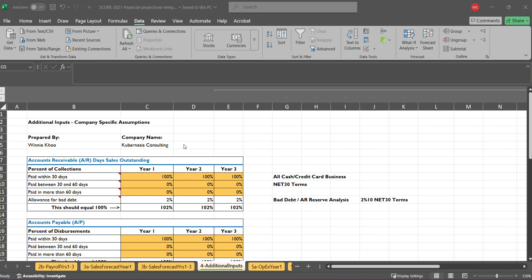We're moving through the financial projections template, which is available for free from score.org. Go to the template gallery and download this file. I'll have their link in the description below.